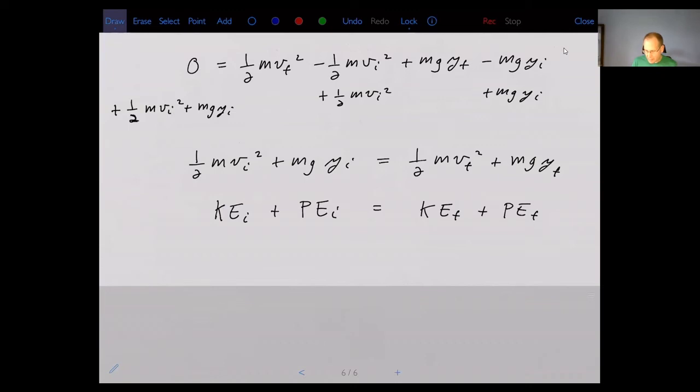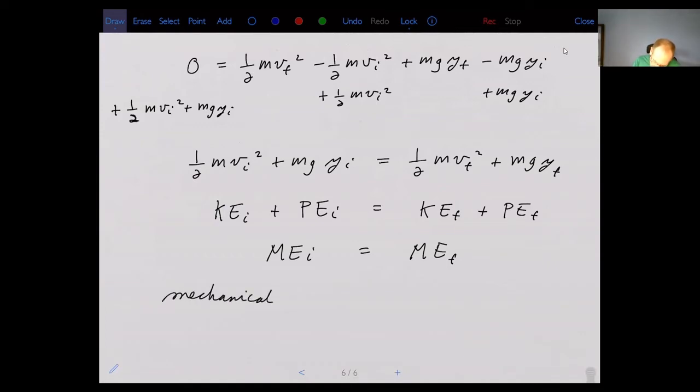The sum of kinetic and potential energy is what we call mechanical energy. So really, mechanical energy initial is equal to mechanical energy final. This is a situation where the mechanical energy should be conserved, right? The initial value equals the final value. So mechanical energy is conserved. Typically, if there are no frictional forces dissipating energy, and no energy being put into the system, mechanical energy is going to be conserved.